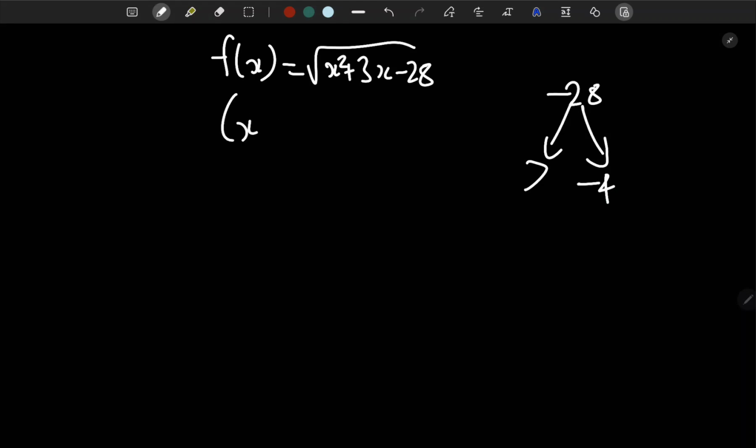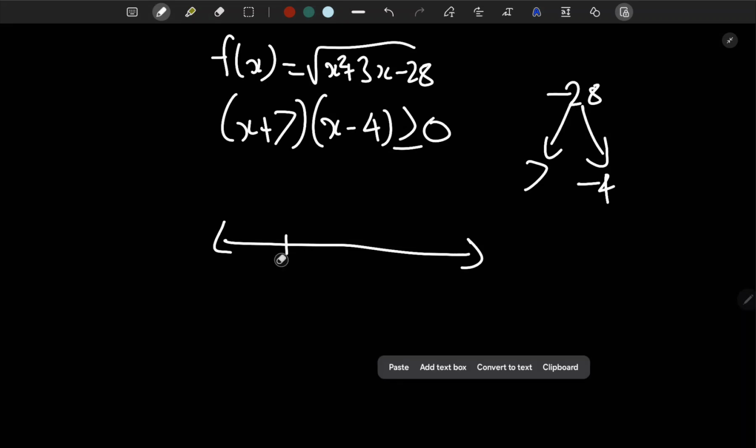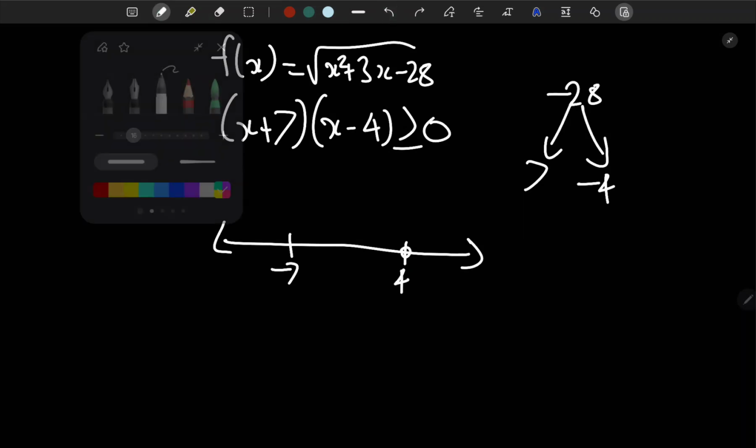So let me write it in that format now. x plus 7 times x minus 4 is more than or equal to 0 this time. So now we know that x can be negative 7 and x can be 4, since 0 is included, right? So let's draw the line graph. There is a negative 7 here, and there is a 4 here. Now these two are included. Let me change my color.